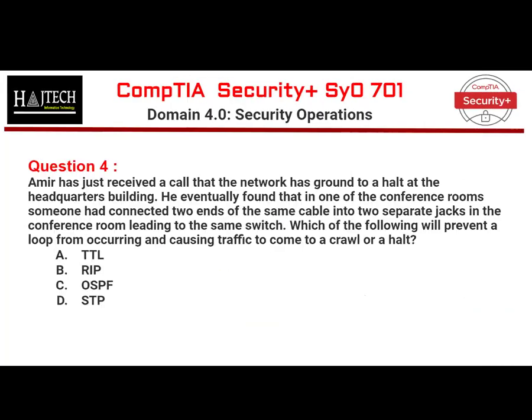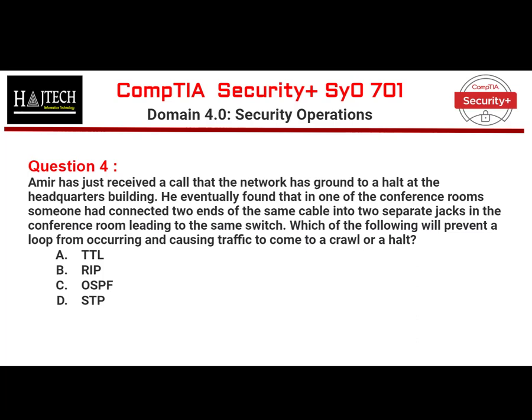Question 4. Amir has just received a call that the network has ground to a halt at the headquarters building. He eventually found that in one of the conference rooms, someone had connected two ends of the same cable into two separate jacks in the conference room leading to the same switch. Which of the following will prevent a loop from occurring and causing traffic to come to a crawl or a halt?